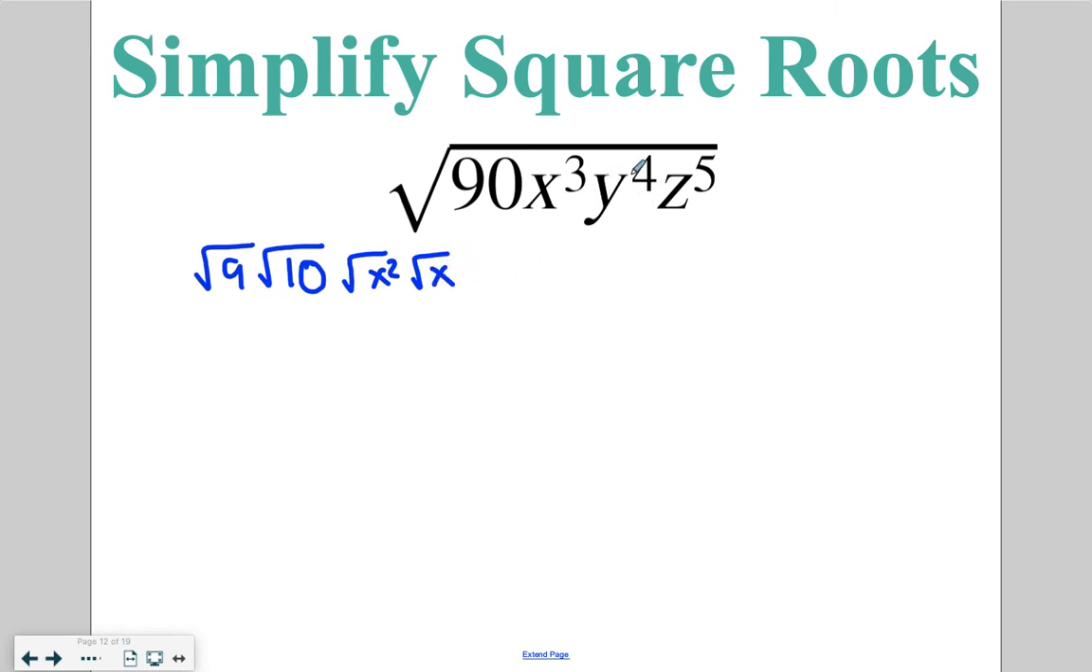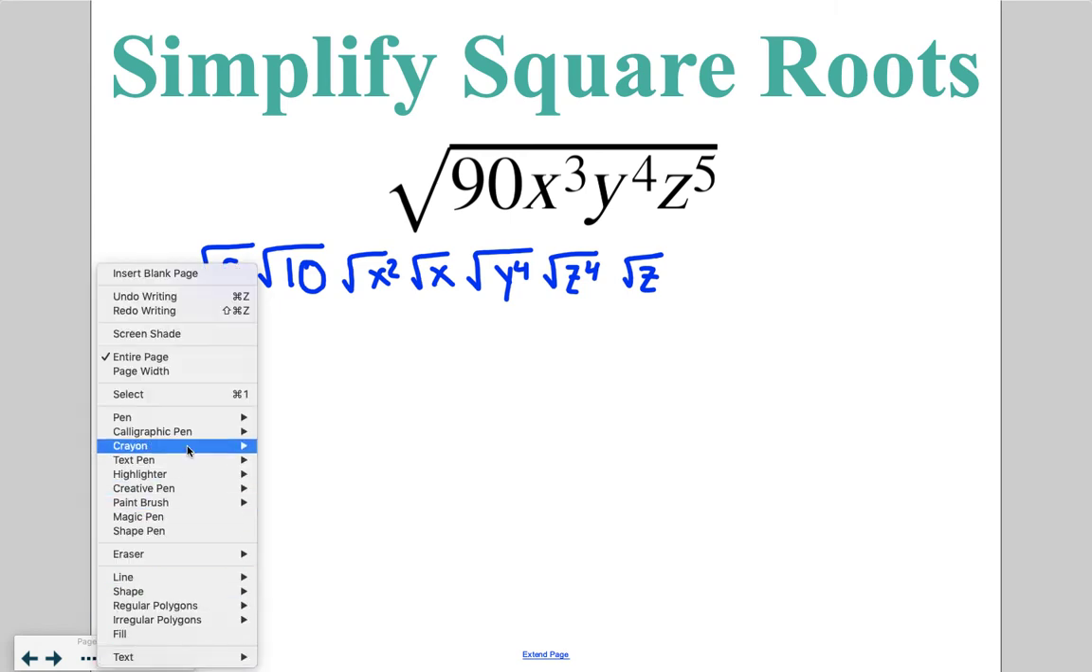Then we've got y to the 4th. This is already even, so we know we can take a square root, so we're going to leave that one alone and leave it as y to the 4th. And then we come back to the last part. z to the 5th is odd, so I'm going to say z to the 4th and z. So we split that up into an even and that extra 1.